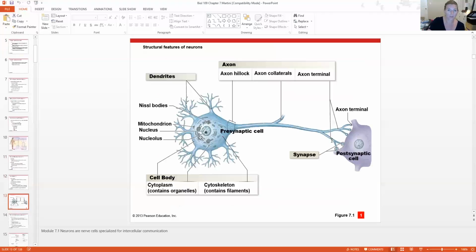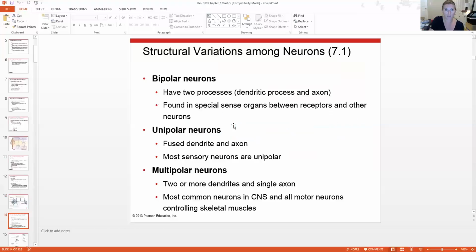So here you see what I'm talking about. Here is the cell body. These are the dendrites, highly branched, communicating and receiving information either from receptors or from other neurons. On the presynaptic cell, we have this axon going to the postsynaptic cell, our axon terminals. The synapse is the gap in between the presynaptic cell and the postsynaptic cell. Collaterals are the branches off, and the axon hillock is this enlarged area just before the axon.